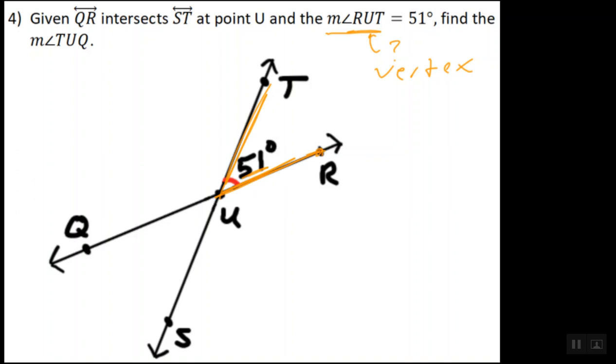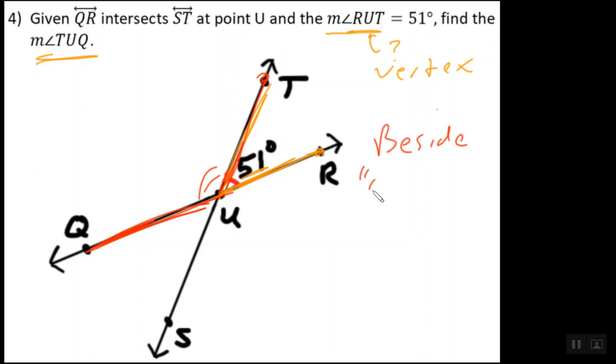Now we want to find the measure of angle TUQ. Well, where's TUQ? Let me use a different color here. So I start at T, I go to U, now I go to Q. And you're going to notice something. These angles are not across from each other. In fact, these angles, this one right here and that one, they are beside each other.